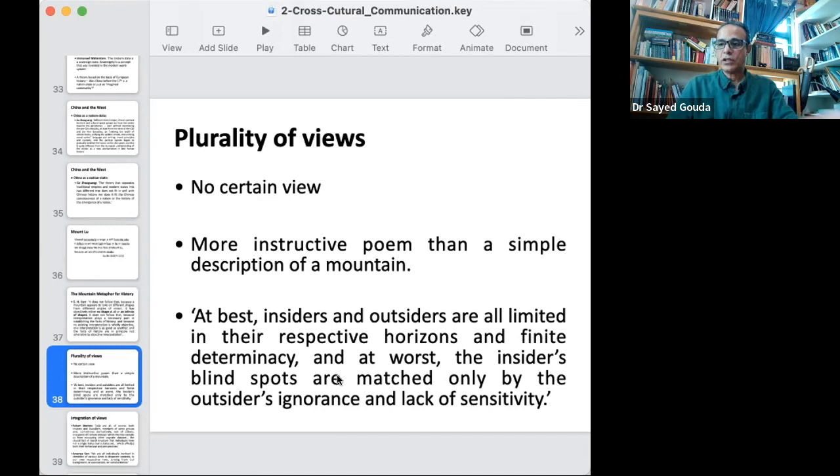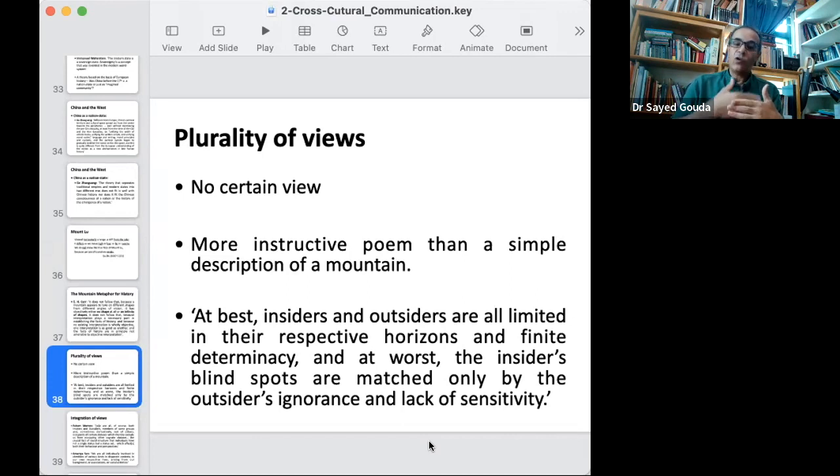At best, insiders and outsiders are all limited in their respective horizons. This part is very powerful. They are all limited in their respective horizons and finite determinacy. And at worst, the insiders' blind spots. These Western scholars say that the insiders, the Chinese scholars, have these blind spots because they are so close to their history. There are many things they do not see. Of course, they have a point. Of course, to a certain extent, it's true, okay?